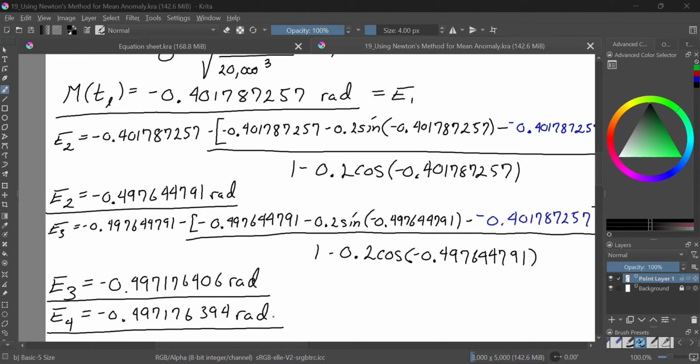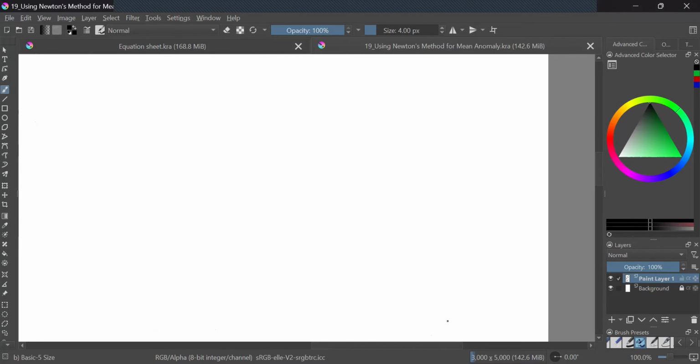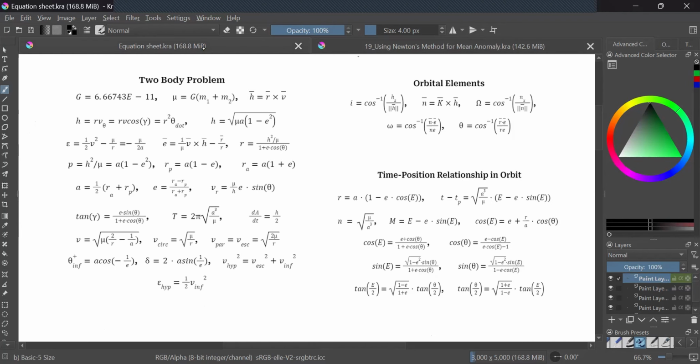And so I have made the claim that this value right here is the answer that we're looking for. But it does not appear as though I took the time to prove it. So I'm going to move over here. There's a little bit more space. And what we are going to do, let's hop over to the equation sheet.